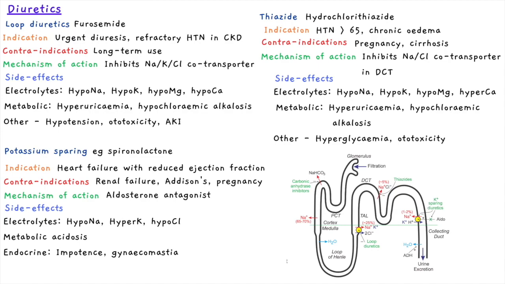Side effects: electrolyte derangement, as with most things, so low potassium, low sodium, low magnesium, but in this case high calcium. Metabolic as well, it leads to hyperuricemia, so it's important not to give it to a patient with gout, as well as hypochloremic alkalosis by the same mechanism that we talked about for loop diuretics. Other considerations are hyperglycemia, so be careful with diabetic patients, as well as ototoxicity, so you're going to have hearing problems.